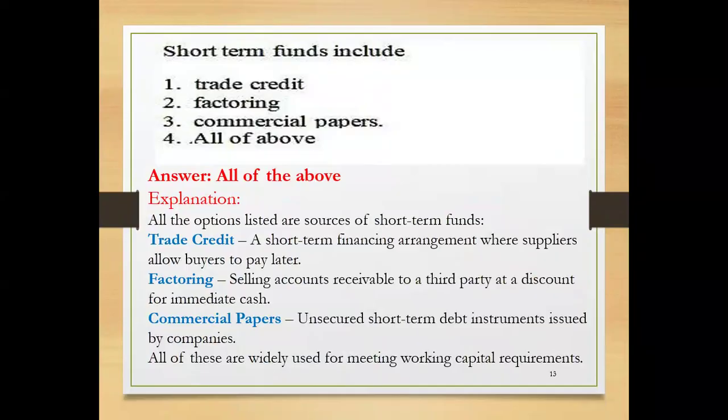Then factoring is selling accounts receivables, meaning debtors, to a third party at a discount for immediate cash. When the problem is with the debtors, if they are not getting immediate payment, they sell the accounts receivable to a third party to get immediate cash, but at a discount rate. Then commercial paper, unsecured short-term debt instruments issued by companies. All of these are widely used for meeting working capital requirements of the company. So short-term funds include all of the above.